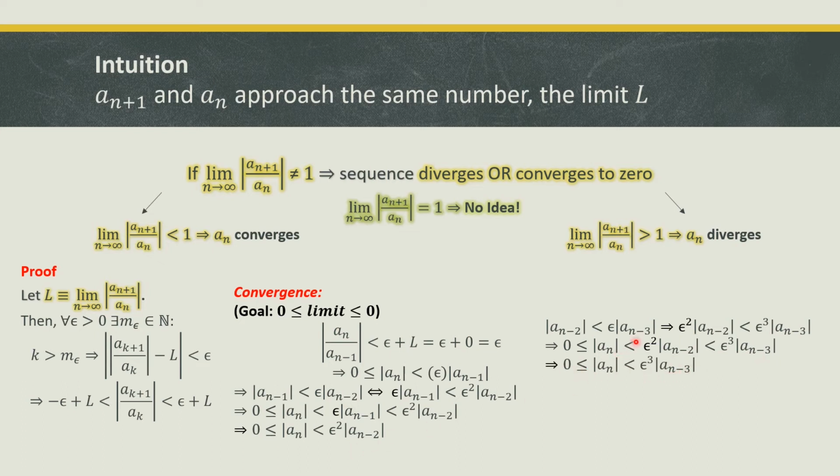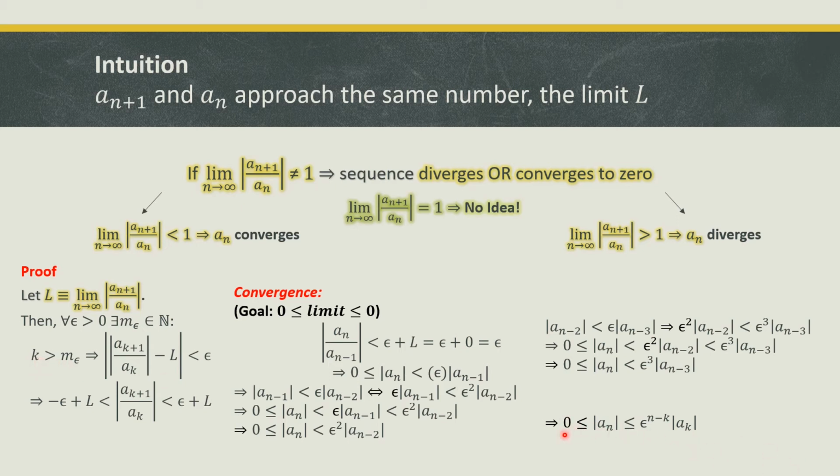So you notice we can do this again and again until we reach k, which is greater than m sub epsilon. And the final reduction would look like this. We have epsilon raised to the n minus k times the absolute value of a sub k. So that's the minimum term that we can do it for, because we cannot go less than k.